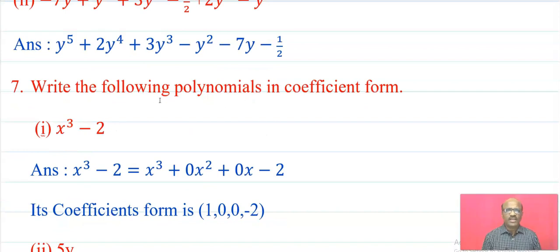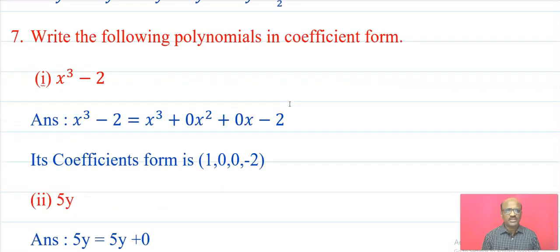Write the following polynomials in coefficient form. That is x cube minus 2, and it is written with missing terms. The x square term and the x term, the single exponent, are absent there. The degree 1 index is not there, and 2 is also not there. Therefore, we can write it as x cube plus 0x square plus 0x minus 2. Therefore, the coefficients are 1, 0, 0, minus 2.